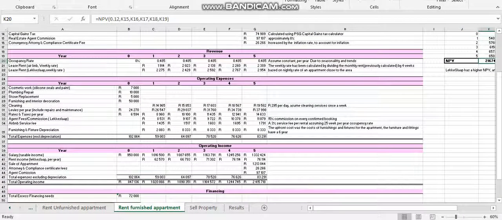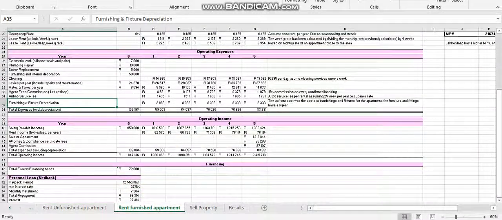The furnishing and interior decoration down payment was taken as the cost of the new furniture and fixtures that will be depreciated. The total expense financing needs came up to 72,000. These will be financed using the personal loan, also calculated using a maximum interest rate of 27.5%.